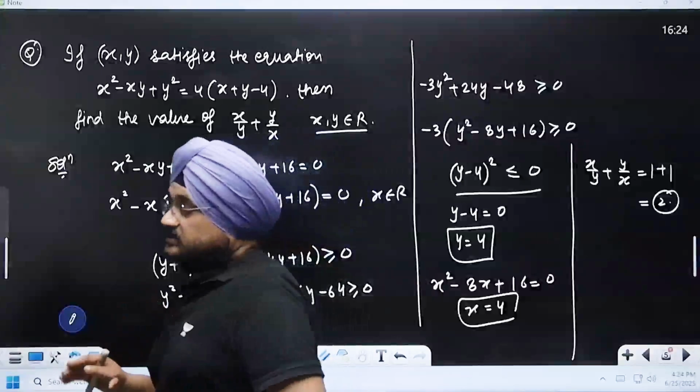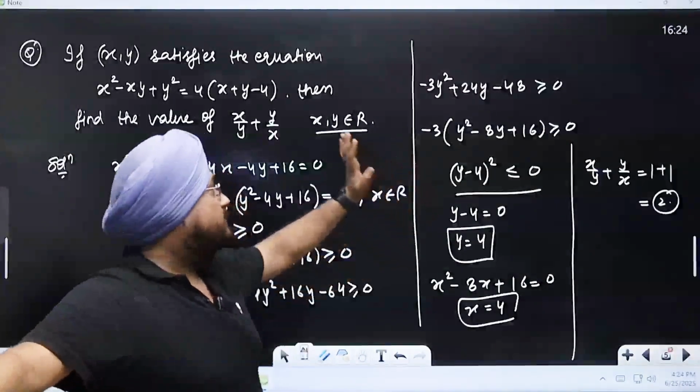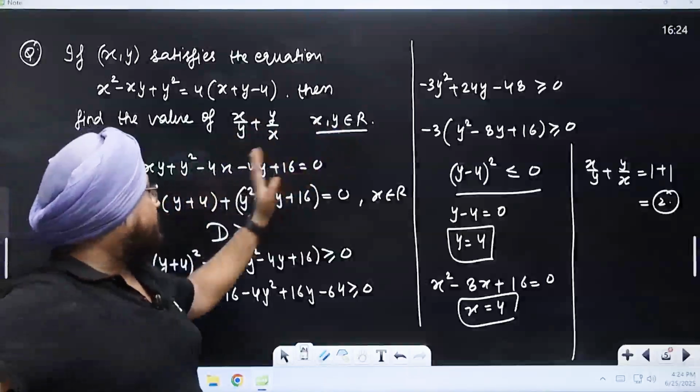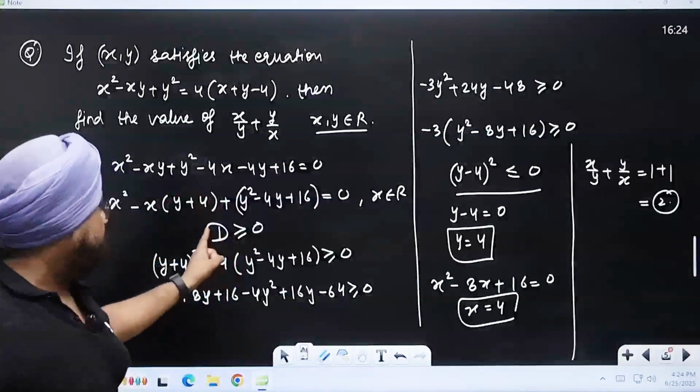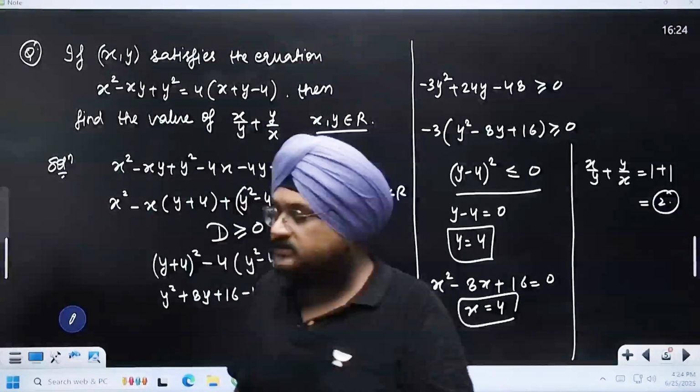So the question was not looking like a question of nature of roots, but given x and y are real, the roots of this equation will be real, and we have applied the condition of real roots, D greater than or equal to 0.